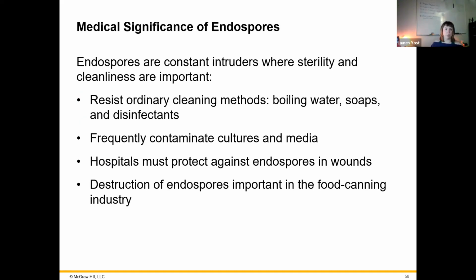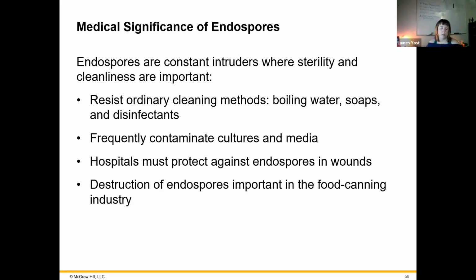They are rods, by the way. Right, so they're an issue in hospitals where we want things to be sterile because we need to have a way to remove them, and sometimes it's really difficult to do that. We can't autoclave everything. That's usually how we would sterilize something, but you can't do that with every single thing. So we have to have ways to get rid of endospores, and endospores will be resistant to normal cleaning methods. Boiling water doesn't get rid of them. Soaps and disinfectants, a lot of them that are used in hospital settings, will not get rid of them either.